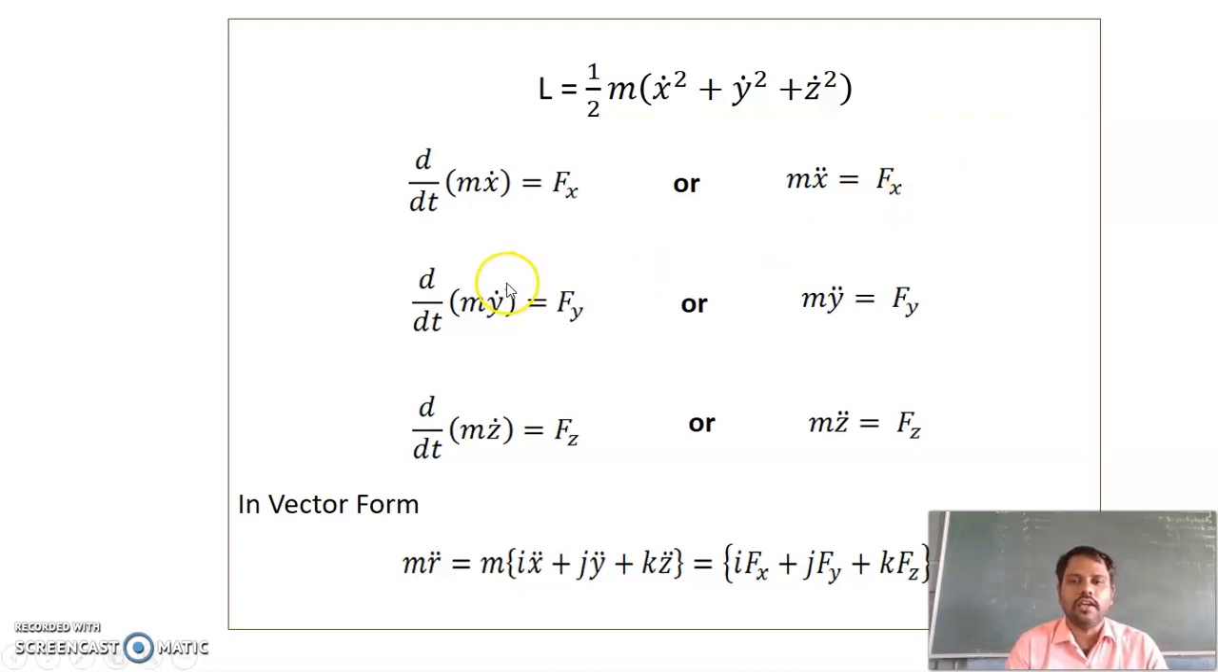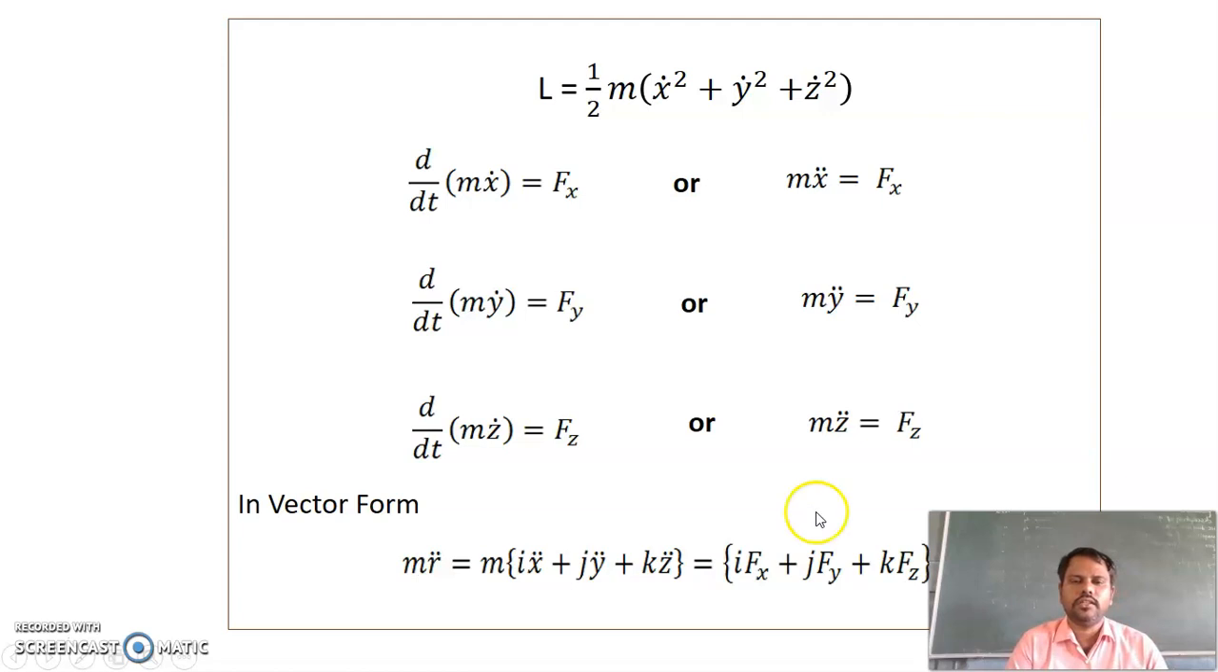Similarly, differentiating L with respect to y dot, we arrive at m y dot. Differentiation of L with respect to y gives 0. Therefore, d by dt of m y dot is equal to Fy, or m y double dot is equal to Fy. Similarly, we arrive at the expression m z double dot is equal to Fz.